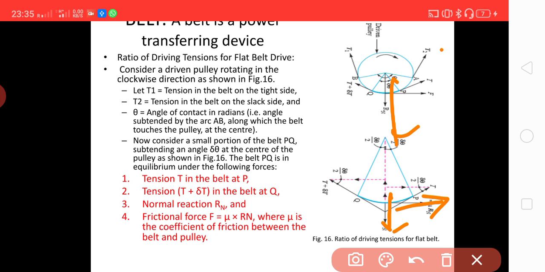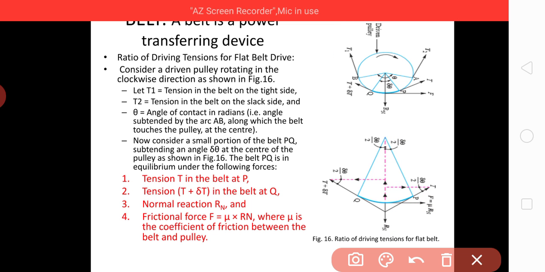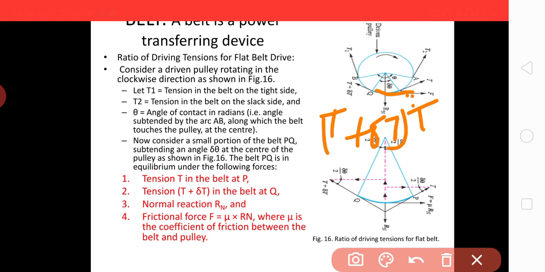This is T2, this is T1. Here, the point under consideration is that at point P, the tension is T2, and this changes. That is, the tension is T here at point P, and this increases by delta T when moving from P to Q, and it becomes T plus delta T. Here the tension was T, it increased to T plus delta T at point Q.